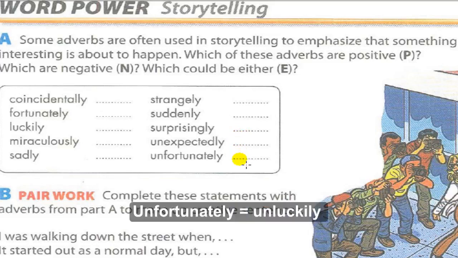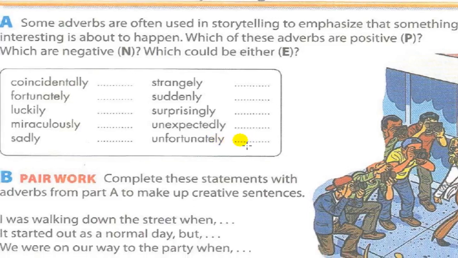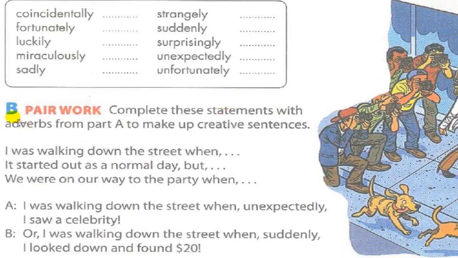Unfortunately, and luckily, this is negative, bad. Unfortunately, negative. B, pair work. Complete the statements with adverbs from part A to make up creative sentences. So here we try to make creative sentences.